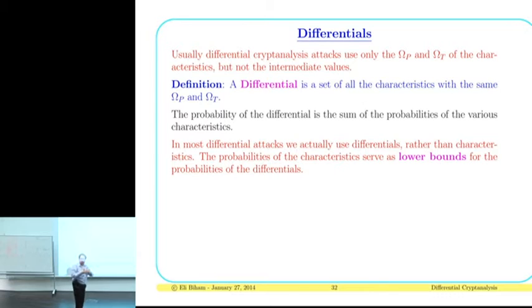So I get even better results, since I don't care about the intermediate differences usually. In such a case, I'll call it a differential. A differential is the same as a characteristic, but I don't care about the intermediate path. Just the plaintext difference and the output difference at the end. Actually, characteristics are usually used as lower bounds for the probability of the differentials, and you usually use differentials in the attack. But there are some attacks where we really use characteristics.